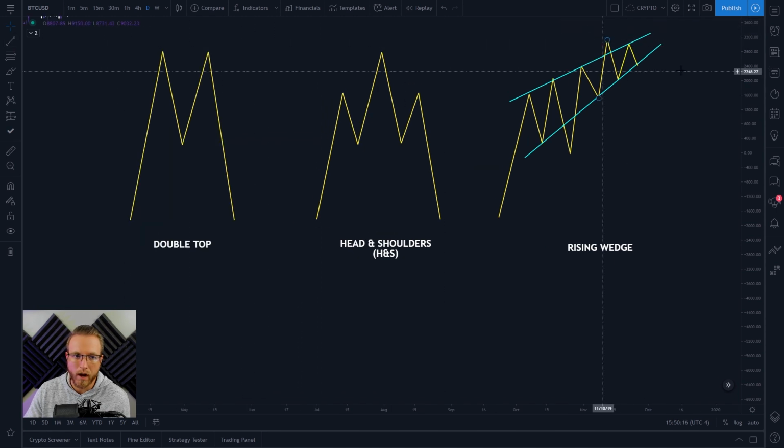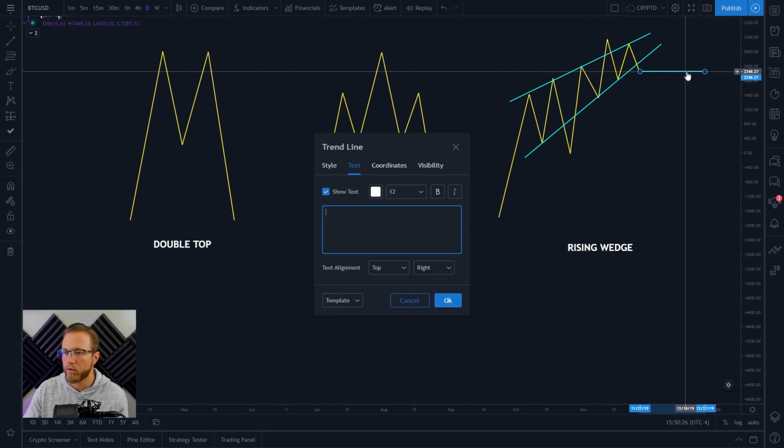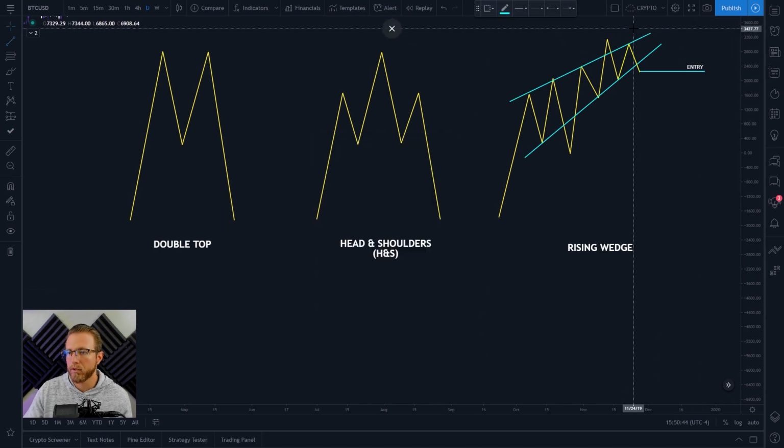You're going to want to enter as soon as this price action breaks below this trend line. So this right here, this is where your entry would be. When the price action gets here and you've got a confirmed candle close, this is where you would be entering. I personally like to set my stop above the top of the rising wedge.